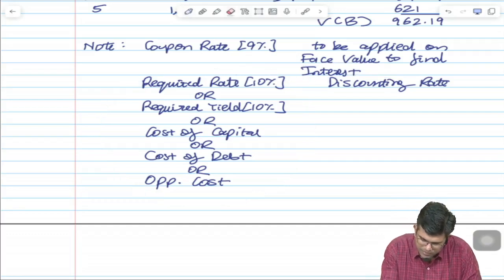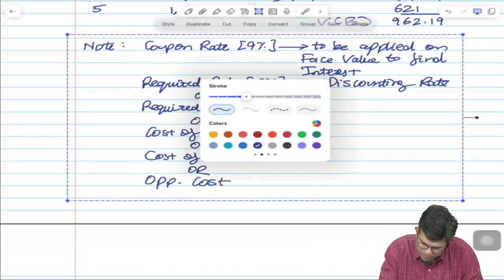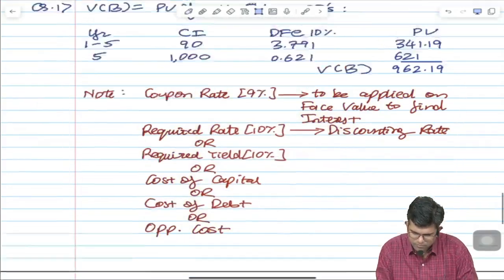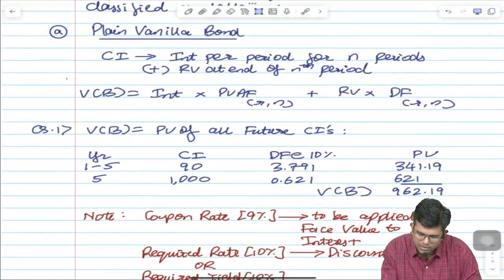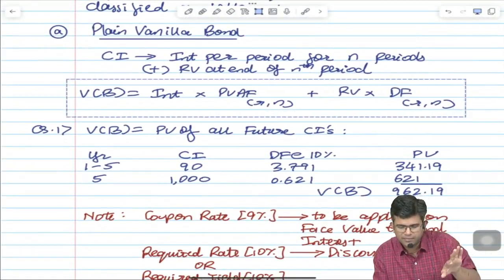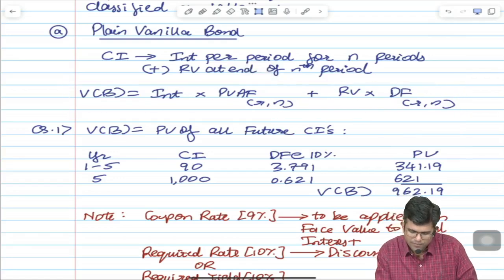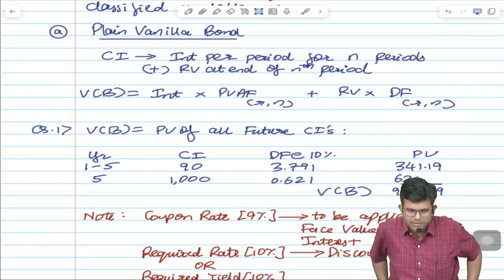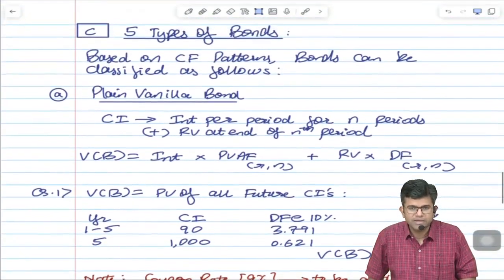Okay, just 1 minute. Okay, so students, did you understand this particular thing? You understood this thing? Interest into annuity factor plus redemption value into discounting factor. Okay, now what you should do is, please copy this, everyone, please. From where is it pending, point C? Okay.